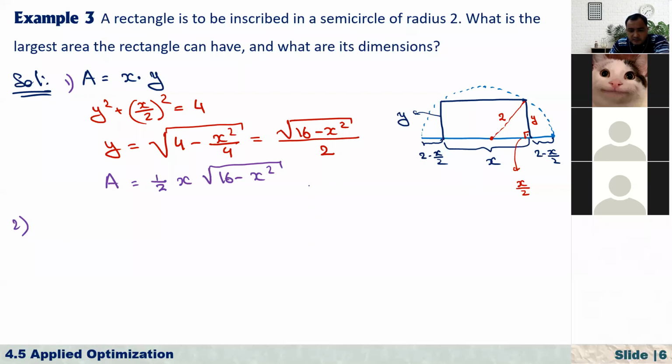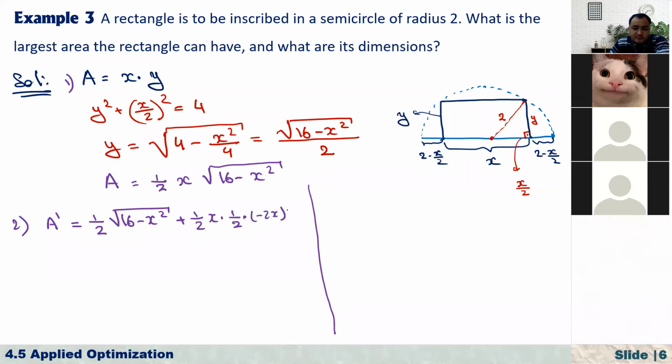Number one, just to save some space, let me divide the board in two parts here. So what is A prime? If you differentiate A with respect to x, that's equal to 1 over 2 times the square root of 16 minus x squared, right? And plus, here we have 1 over 2 times x. Now we have to differentiate this. So that's equal to 1 over 2 times, differentiating inside this, minus 2x, times 16 minus x squared to the power of 1 over 2 minus 1, so that's 16 minus x squared to the power of minus 1 over 2.